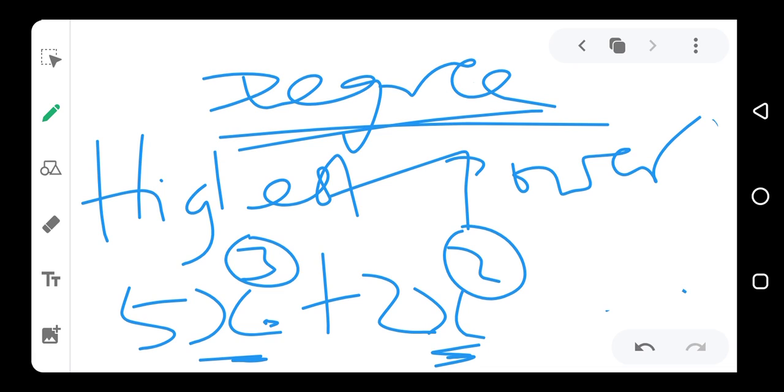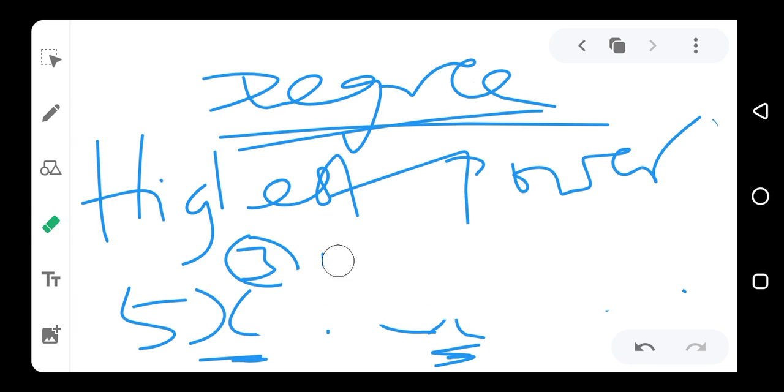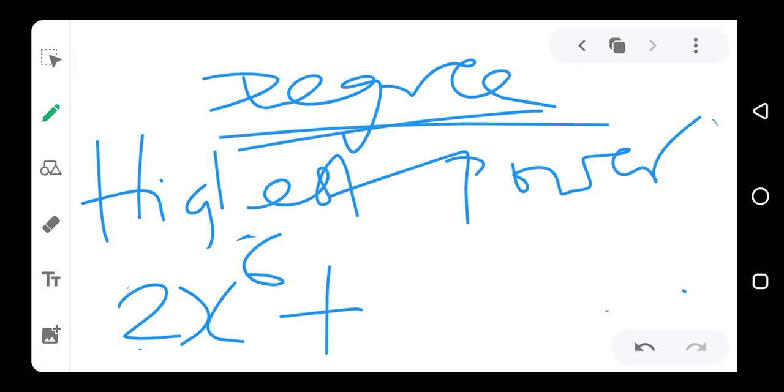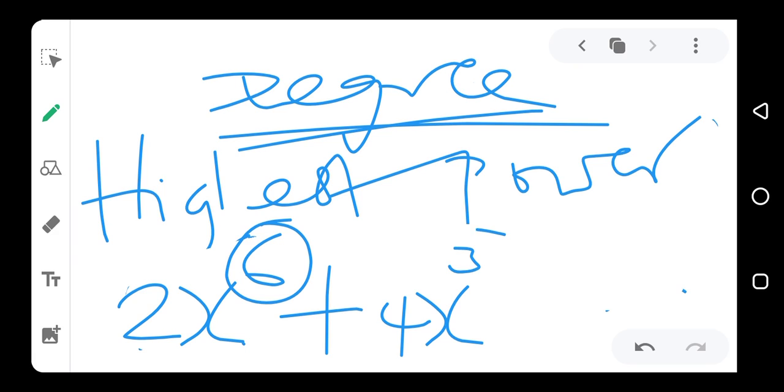Another example, if we have 2x raised to power 6 plus 4x raised to power 3, the power of x here is 6, while the power of x here is 3. Now the highest one is 6. Therefore, the degree of this polynomial is 6.